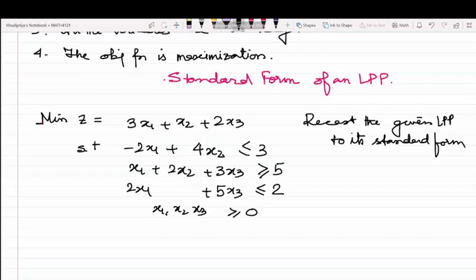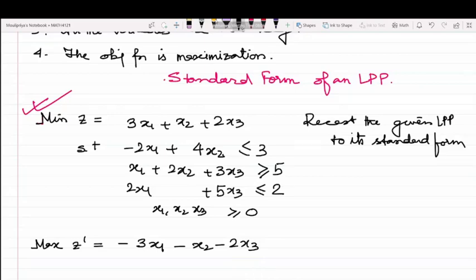Okay. Now, one thing I am sure you are going to tell me is that the objective function over here is of minimization type. And if I write it down as max z dash equal to, the same problem can be recasted as minus 3x1 minus x2 minus 2x3. Am I correct with this? Do you agree?